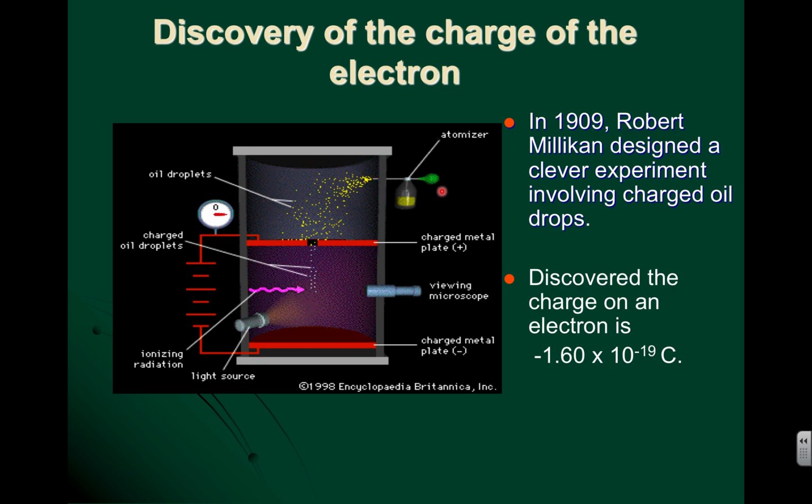Now, bear with me here. So he still has these charged plates, right? This one's a positive charge. This one's a negative charge. So now he's looking at electrons, correct? I think he just has oil, right? And it's almost like a perfume sprayer right here, an atomizer. So he sprays those and they become little bitty droplets.